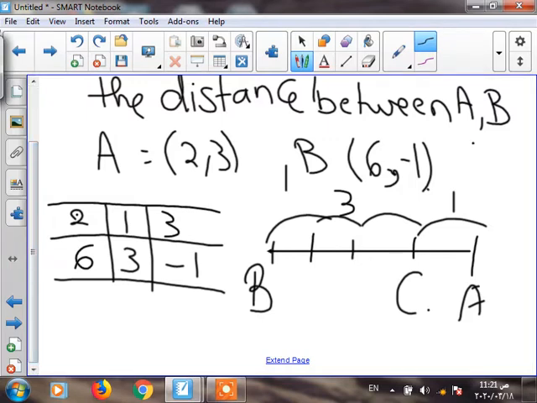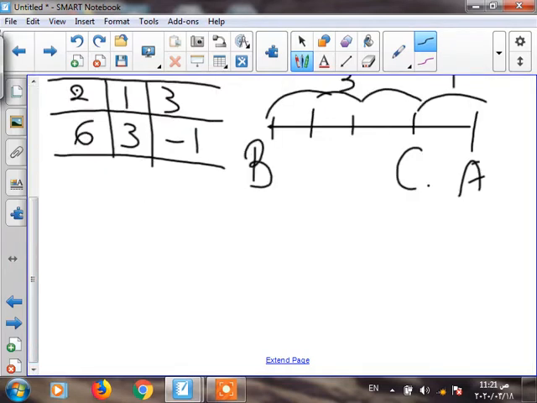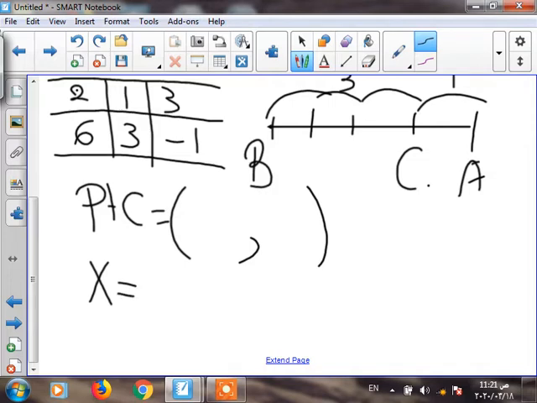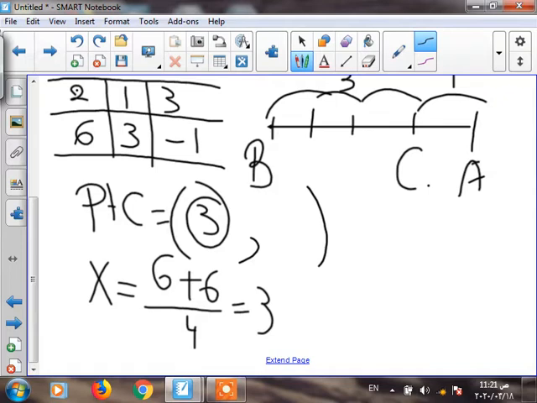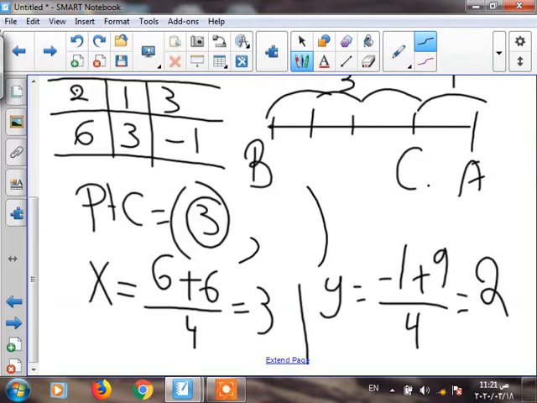Here you can find that the point C is an ordered pair containing x and y. X is going to be 3 times 2, 6, plus 1 times 6, 6, over 1 plus 3, 4. It's going to be 3. Then to get y, it's negative 1 times 1, negative 1, plus 3 times 3, 9. Plus 9 over 1 plus 3, 4. It's going to be 2. So your point is going to be (3, 2).